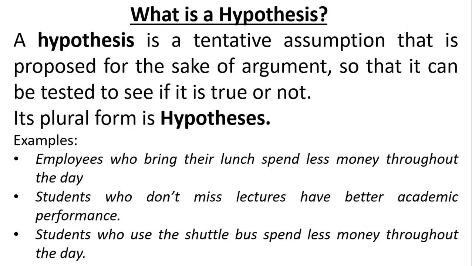The same is applicable to the second scenario. Students who don't miss lectures have better academic performance. So it's an assumption. If you don't miss lectures, you should have better performance, which could be right and could be wrong. And the last one is: students who use the shuttle bus spend less money throughout. So these are some examples of hypotheses that we make.